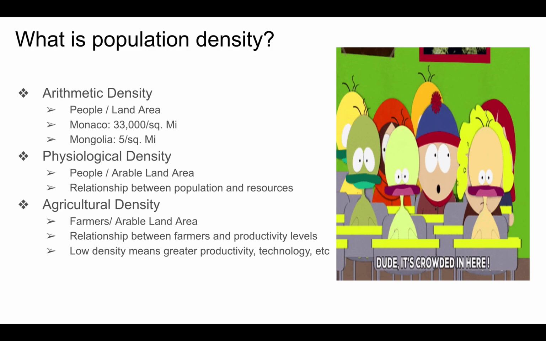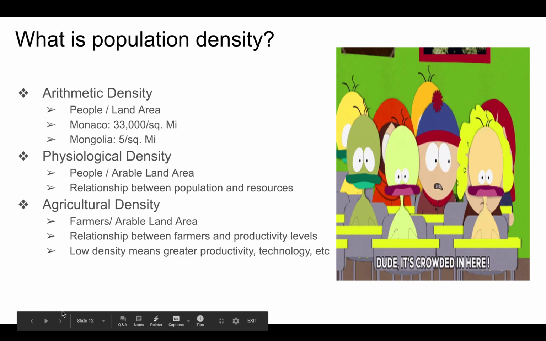And then the third density is agricultural density, and that's the number of farmers per arable land. We look at the relationship between farmers and their productivity level. When we look at productivity level, we're looking at technology. In low developed regions, agricultural density is going to involve very low technology, mostly hand tools or animal power, whereas more developed regions are going to use combines, tractors, and advanced mechanization. And also with agricultural density, low densities can mean greater productivity, which is attributed to advanced machinery and technology.